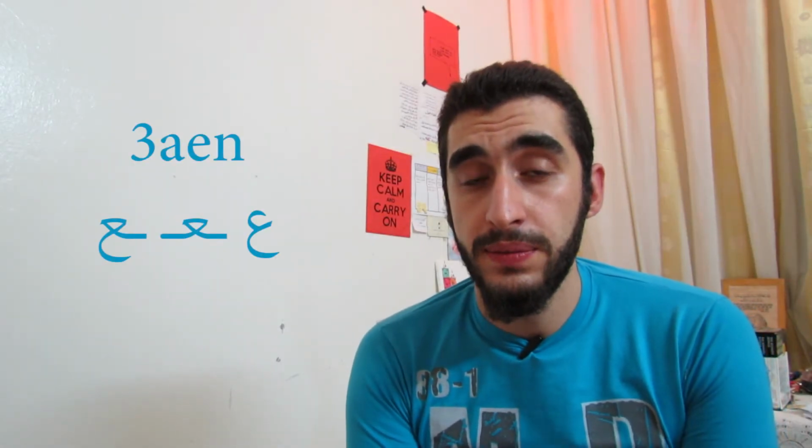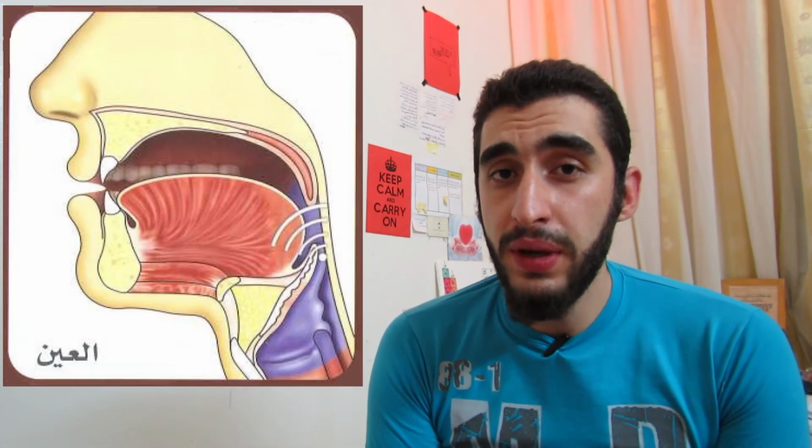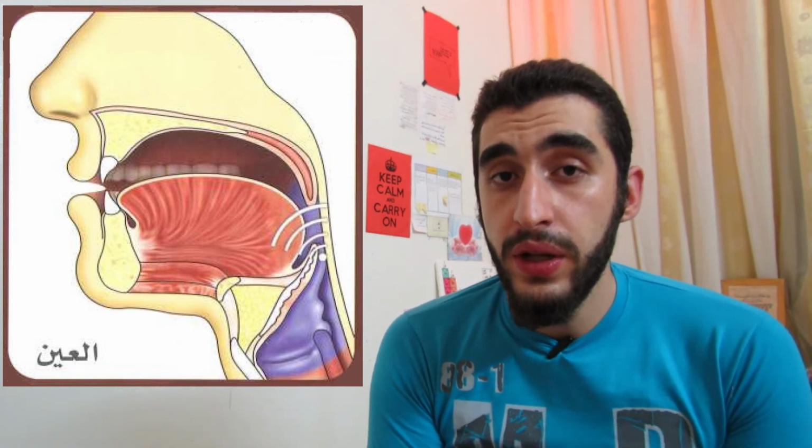The next letter in this episode is the letter Ain. Ain. Unfortunately, there is no counterpart sound for this sound in English, so you could find it hard to produce this sound. So this figure beside me could make things easier for you. In this figure, you can notice the correct articulation for this sound.